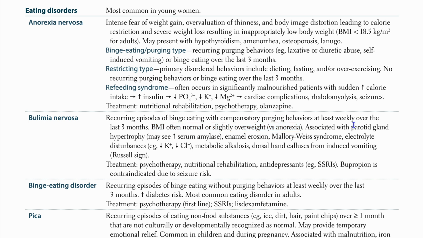Associated with parotid gland hypertrophy, which is a buzzword for bulimia. May see an increase in serum amylase, enamel erosion, Mallory-Weiss syndrome, right? That's a laceration in the esophagus. Electrolyte disturbances, for example, decrease in potassium and chloride, metabolic alkalosis, dorsal hand calluses from induced vomiting, the Russell sign. Russell sign is also a buzzword. These things can happen in the purging type as well, but if you start seeing Russell signs, it's a buzzword for bulimia.